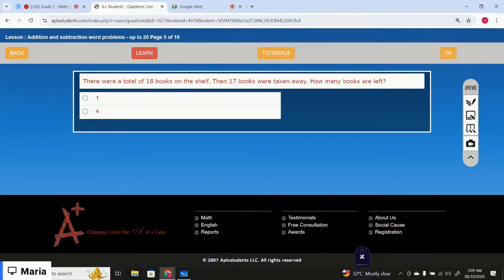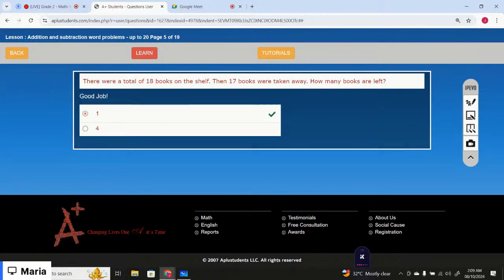You have to do 18 take away 17. Yes, the correct option is 1 because you need to count the books that were left on the shelf. So the total was 18, 17 were taken away. So you are left with only one book on the shelf. Very good.